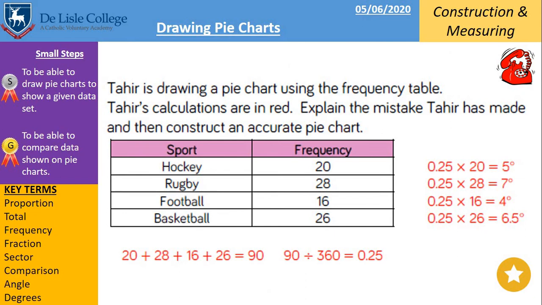So, Tahir is drawing a pie chart using the frequency table. Tahir's calculations are in red, so they're on the outside around the box. Explain the mistake Tahir has made and then construct an accurate pie chart. Okay, so I want you to pause the video and think, what mistake has Tahir made there?